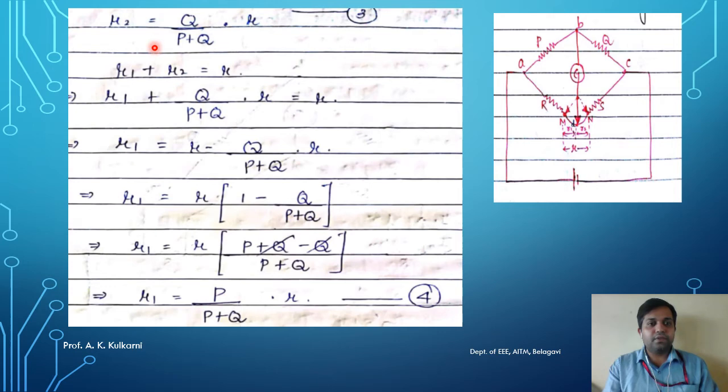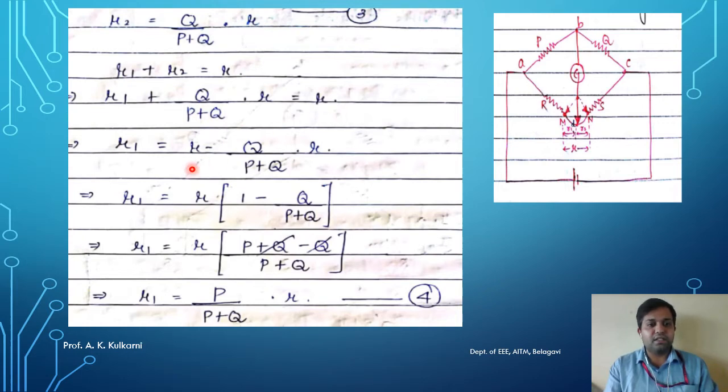Okay, so as we know, r2 is equal to what? From the earlier equation, r is equal to r1 plus r2. If we rearrange the term, we are going to get r2 is equal to Q by P plus Q into r. So let us consider this as equation number 3. As we know, r1 plus r2 is nothing but the total lead resistance, small r. We already found out the value of r2, so now substitute in this equation Q by P plus Q into r.